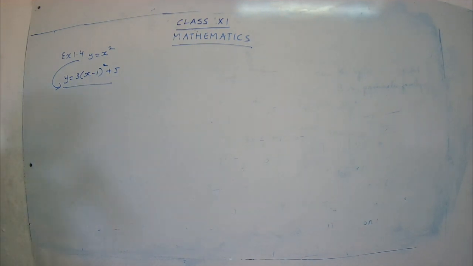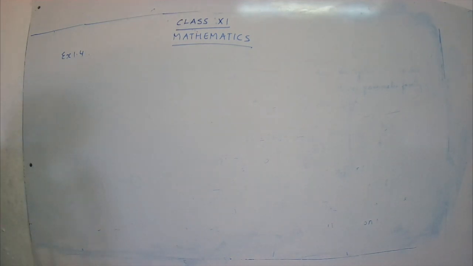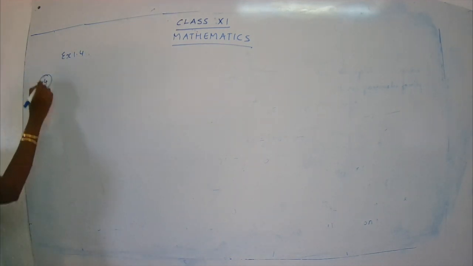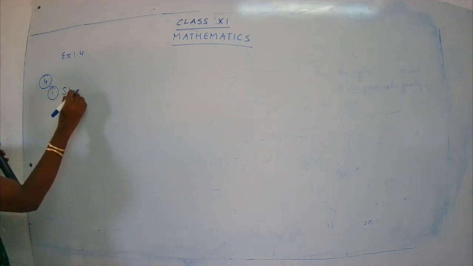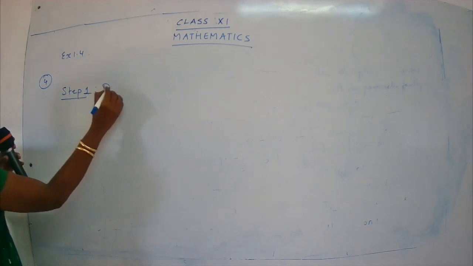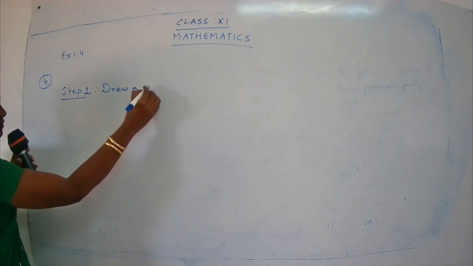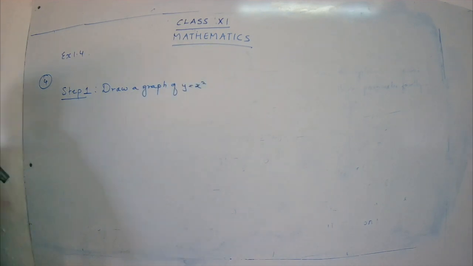Okay, let's start with the steps, and that's our answer part over here. So you're going to write down the first step. What is the original graph given to you? The original graph is y is equal to x square. So we are going to write down here step 1: draw a graph of y is equal to x square. This is the first step.